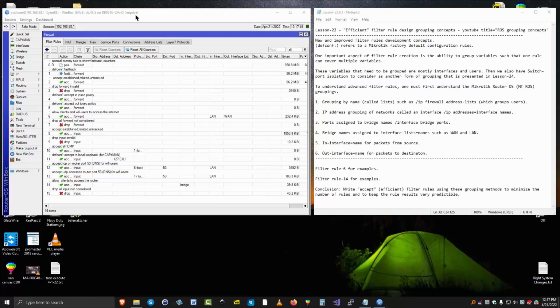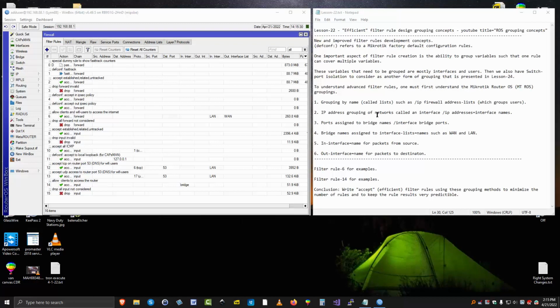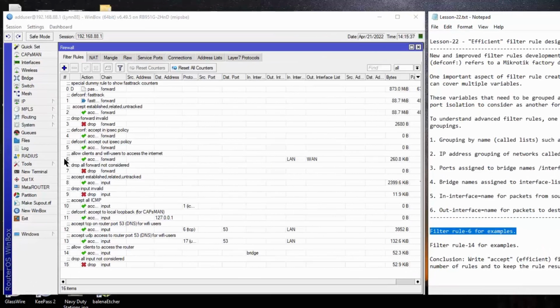But we're only going to use two of these rules today to explain this grouping concept, because you need to understand grouping concepts for lesson 23, which is the advanced firewall rules lesson. So let's get started with this. Okay, so let's get started with filter rule number 6. We open it up, and first we look at it. It says allows clients and Wi-Fi users to access the internet.